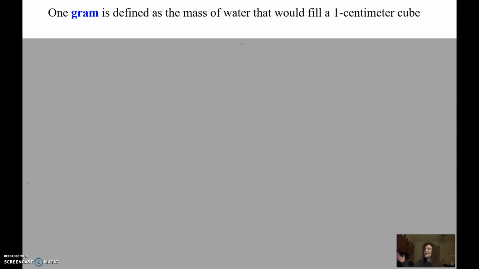Now, what are all those things? So a gram, what's a gram? Officially, it's defined to be the mass or the weight of water that would fill a 1 centimeter cube. That's called a cc. We'll get to that in another video, but it is an interesting fact. So a gram is the weight of water in 1 cc.